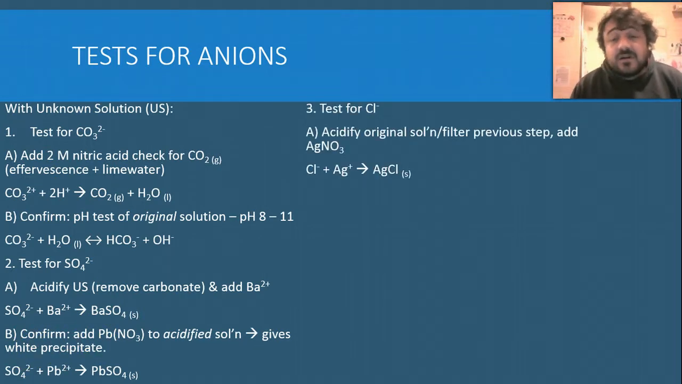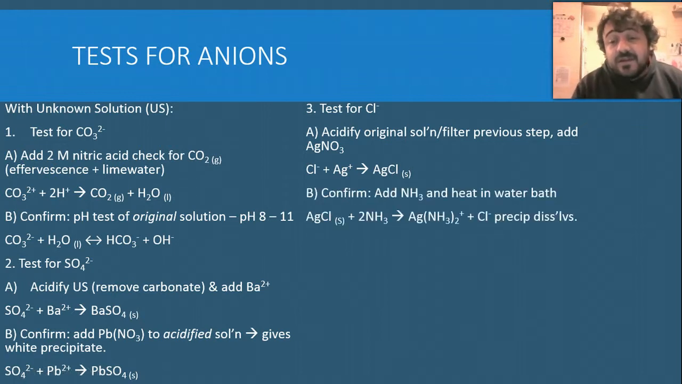Now, to test for chlorides, you want to again acidify the original solution, and you want to add silver nitrate. Chloride ions plus the silver ions gives you silver chloride, which is a solid, as we've done before in precipitation tests. You can confirm this by adding ammonia and heating it in a water bath. As we do this, the precipitate will dissolve, and that's pretty cool too, as we go back to chloride ions.